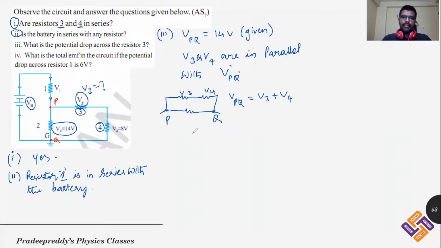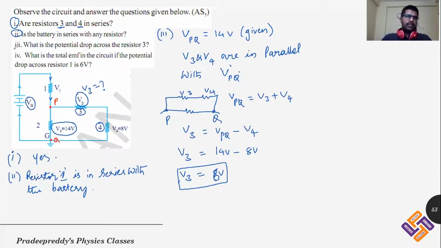Now I want to find V3. V3 is equal to VPQ minus V4. VPQ is already 14 volt, minus V4, which is 8 volt. V3 is equal to 8 volt, no, 6 volt. So the voltage across the third resistor is 6 volt.